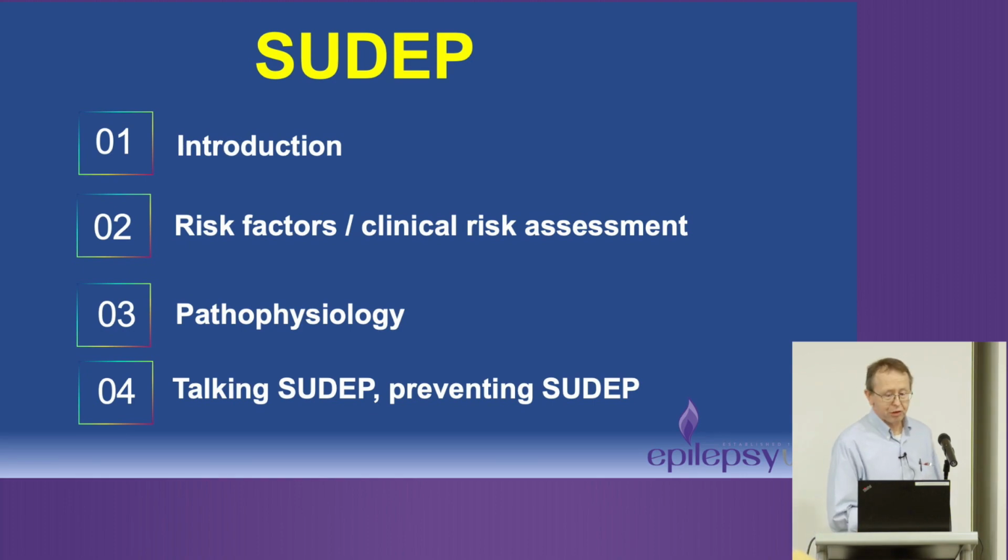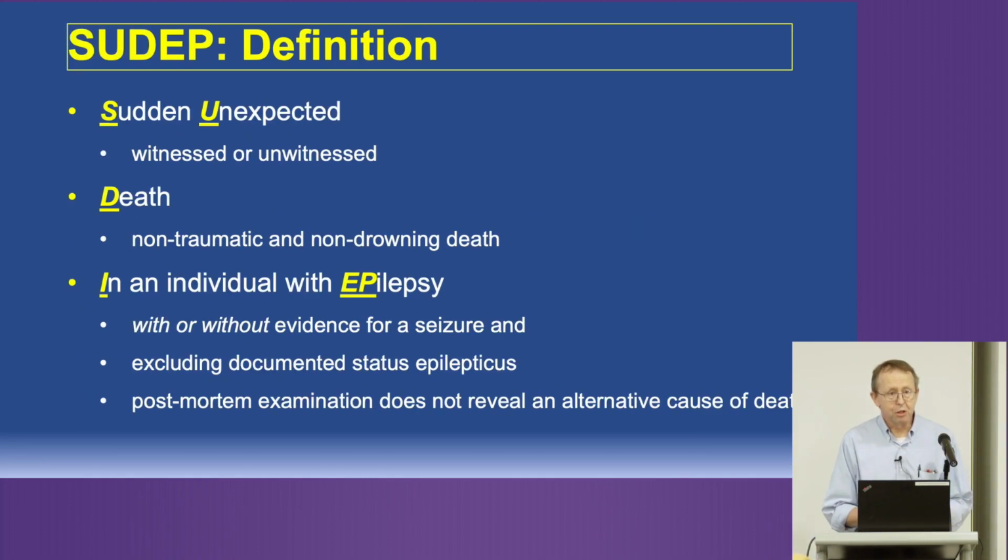So, introduction. SUDEP, what does it stand for? Sudden, S, unexpected, U, death in epilepsy. In that there are a number of assumptions. Sudden, well, death's always sudden, but it's sudden and unexpected, not due to, say, another process you'd expect to be causing the death. It can be witnessed or unwitnessed. It doesn't have to be witnessed to be SUDEP. It's non-traumatic death, so it's not explained by, say, drowning or an injury, which can occur with seizures. And it's in a patient with epilepsy, a person with epilepsy.